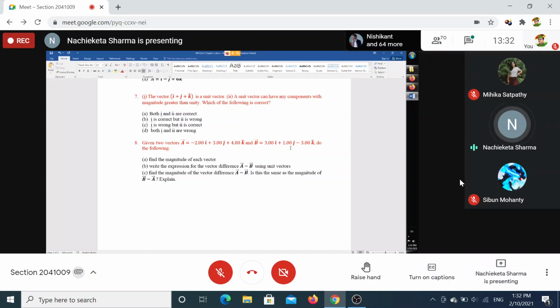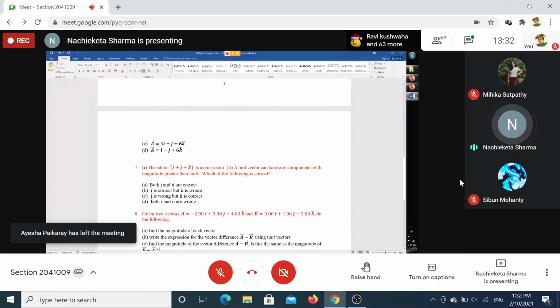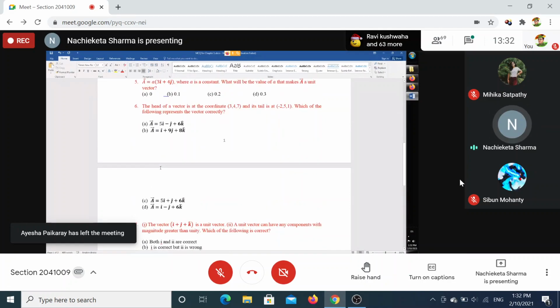Then find the magnitude of the vector difference. Is this the same as the magnitude of B minus A? So you have to find B minus A and check that A minus B and B minus A have the same magnitude. But you will also see that their directions are opposite. Probably next time I will also make a multiple choice for these 3 parts so that you can answer directly. Okay, so this is all about chapter 1, a little amount of practice.